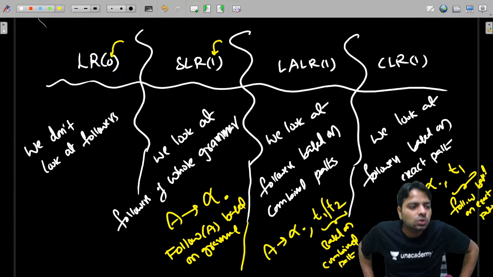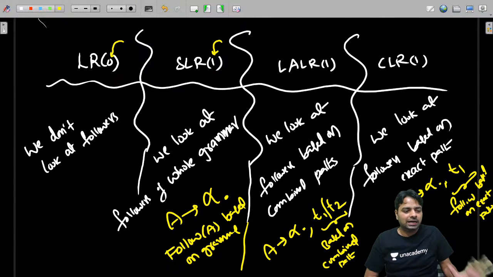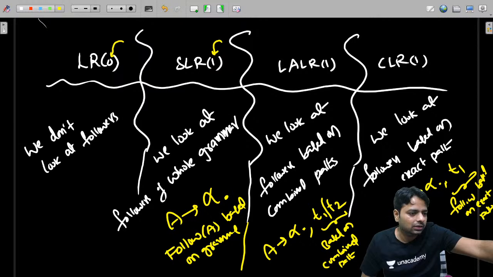Okay guys, don't worry too much about this exact path or not. We will understand. Yes, we'll understand. Everybody following? Good. So far everything is clear.